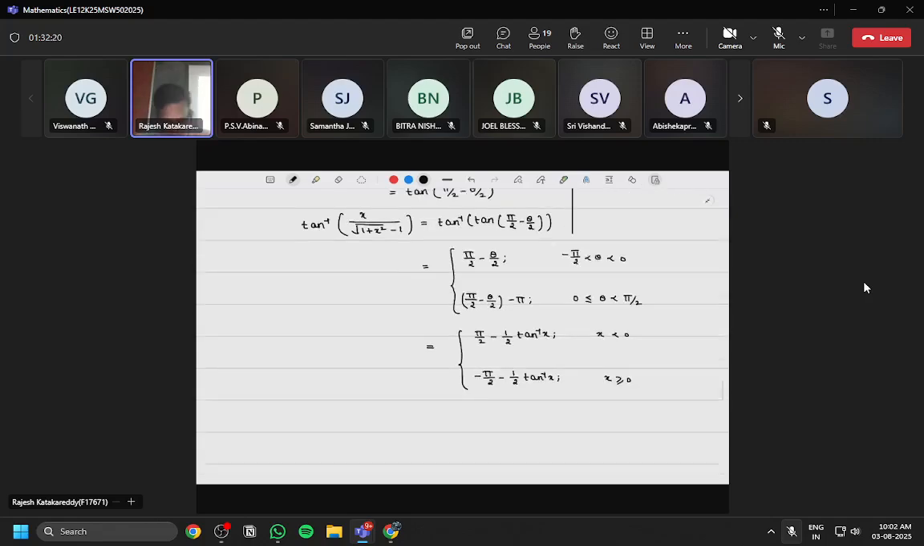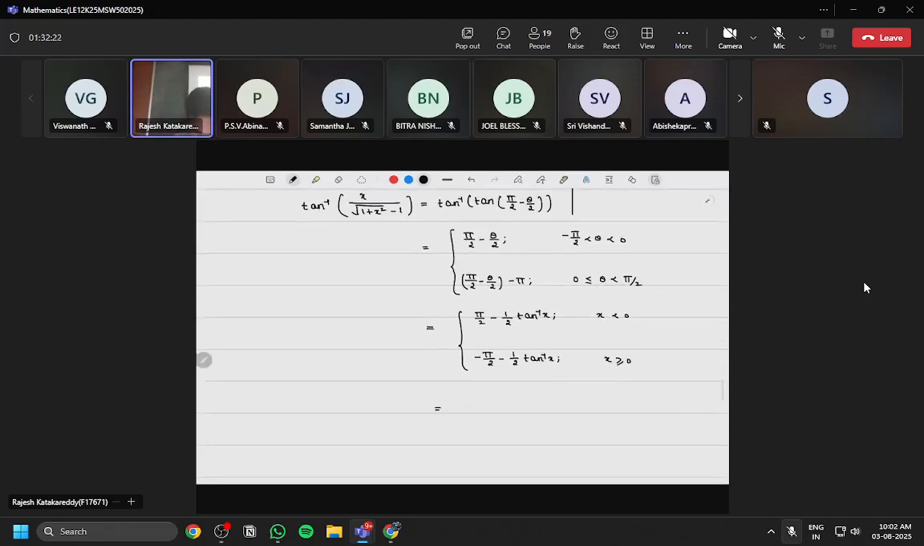Then I can add it here. This will be equal to the derivative, if I do that: minus 1 by 2 times of 1 plus x square, and then again minus 1 by 2 times of 1 plus x square. Clear?